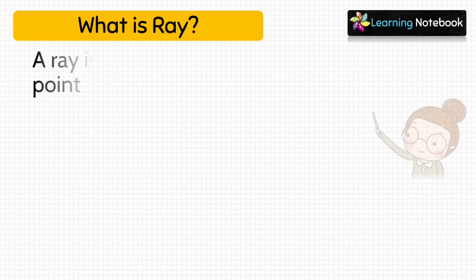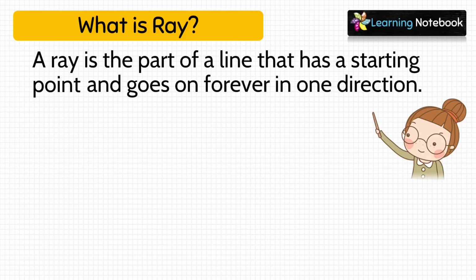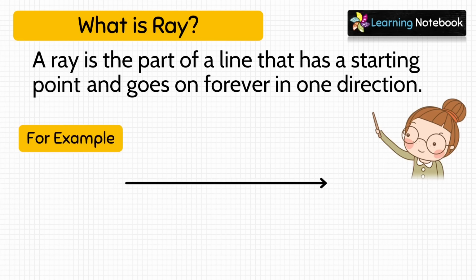A ray is a part of the line that has a starting point and it goes on forever in one direction. It means ray also has no fixed length. It cannot be measured. For example, this is a ray. It has a starting point called K and it goes indefinitely in one direction towards J.